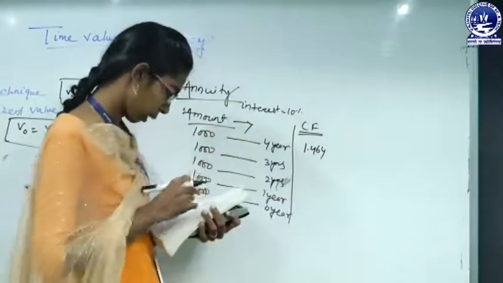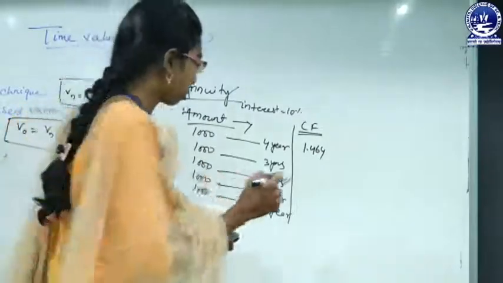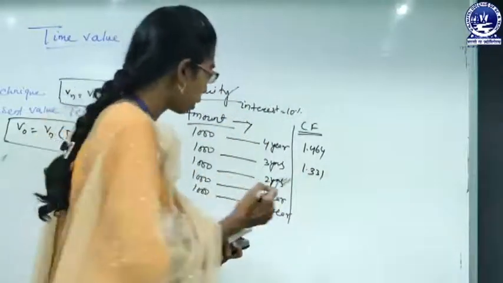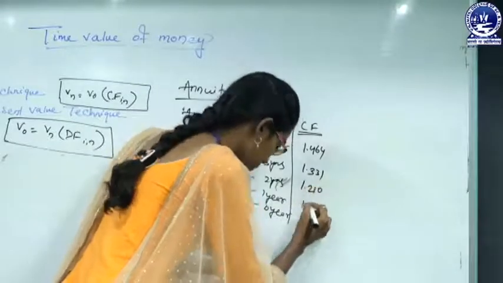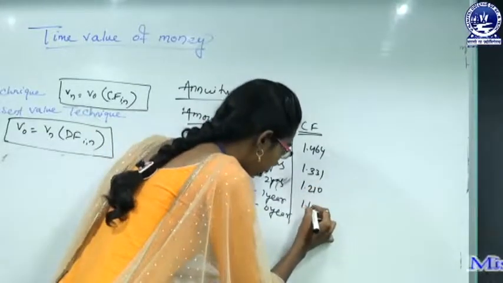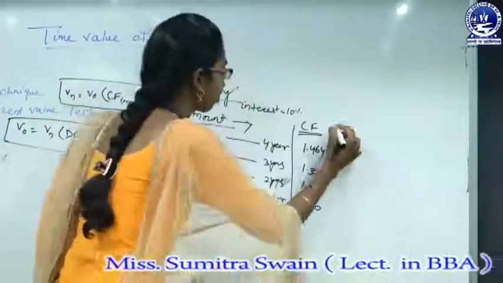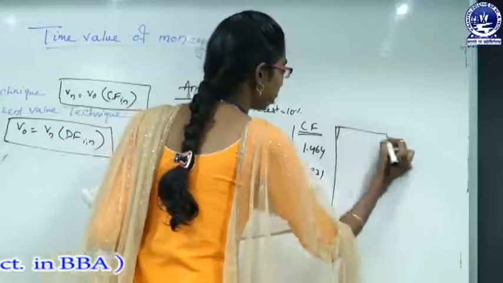And also for 10% of interest for 3 years, that is 1.331. For 2 years it is 1.210, and for 1 year it is 1.100, and this will be 1. Okay. So now we can simply say the future value.